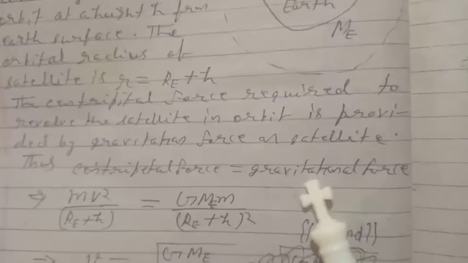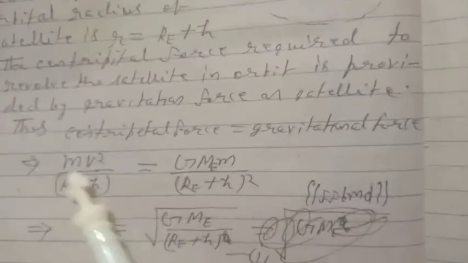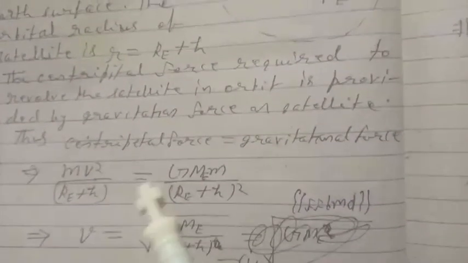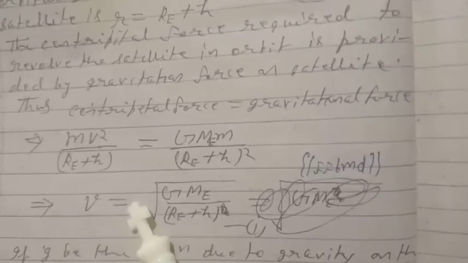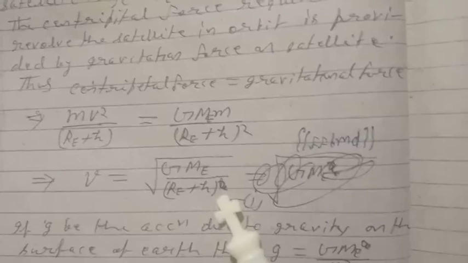The orbital radius of the satellite is r equals RE plus h. The centripetal force required to revolve the satellite in orbit is provided by the gravitational force on the satellite. The centripetal force equals the gravitational force. This implies m v square by (RE plus h) equals G ME m by (RE plus h) whole square. This gives v equals under root G ME by (RE plus h). Equation 1.